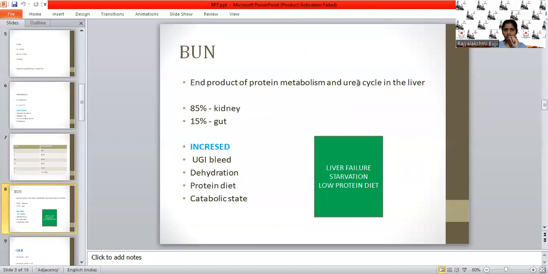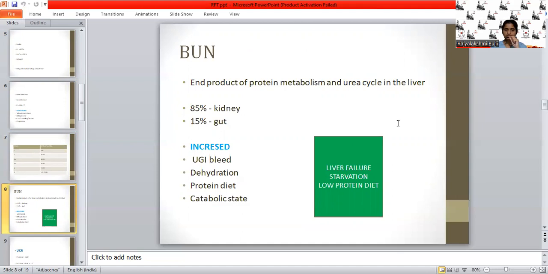The second or third test is blood urea nitrogen. Blood urea nitrogen is the end product of protein metabolism and the urea cycle in the liver. It's basically produced in the liver, but only 85% of the urea is excreted through the kidney, and the remaining 15% will get excreted through the gut.